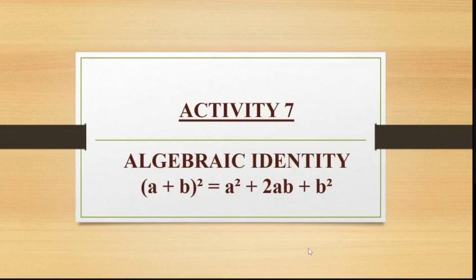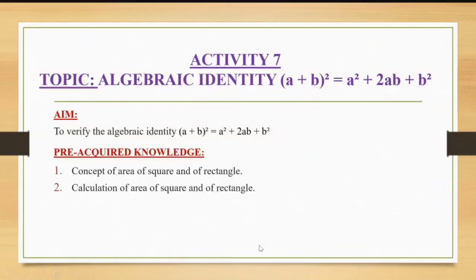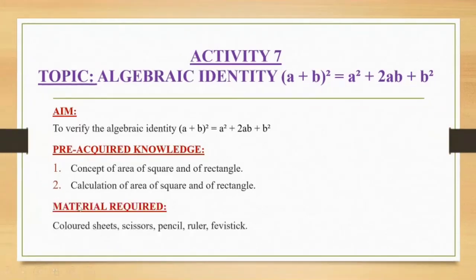So let us understand what is to be done. The aim of the activity is to verify the algebraic identity (a + b)² = a² + 2ab + b². The pre-acquired knowledge is the concept of area of the square and of the rectangle, and the calculation of area of square and of rectangle. The material required will be colored sheets, scissors, pencil, ruler, Fevistick, or any other adhesive.